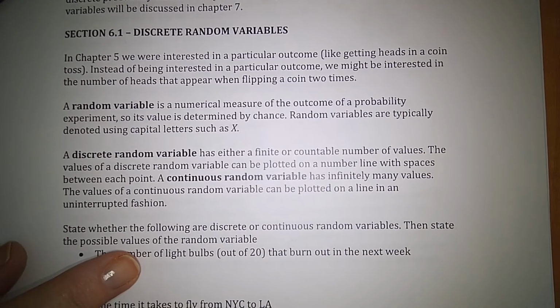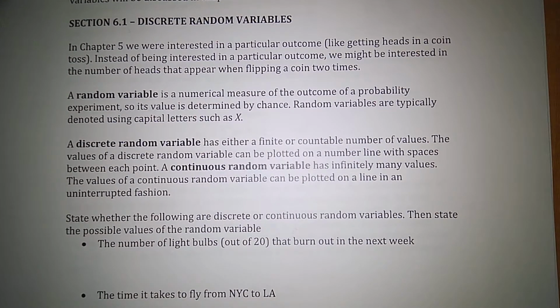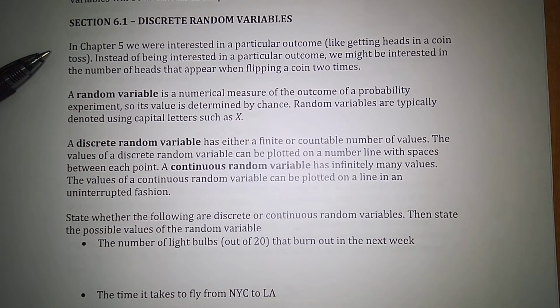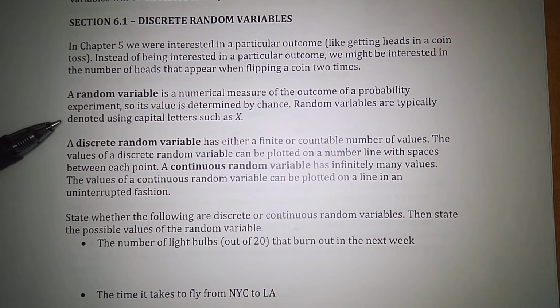First, let's discuss discrete random variables. As you recall, back in Chapter 5, we were interested in a particular outcome, like getting a heads on a coin toss. Instead of being interested in a particular outcome, we might be interested in the number of heads that appear when flipping a coin 2 times. A random variable is a numerical measure of the outcome of a probability experiment, so its value is determined by chance. Random variables are typically denoted using capital letters such as uppercase X.